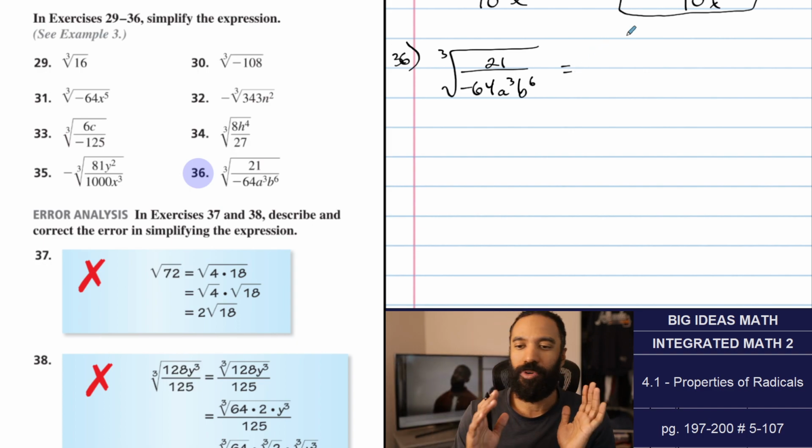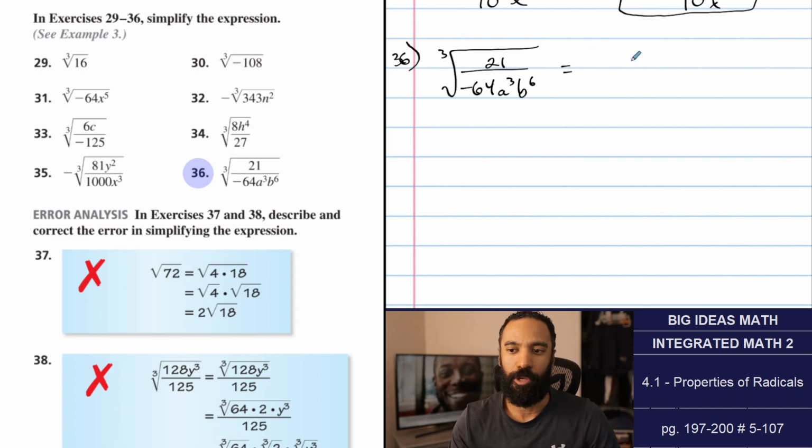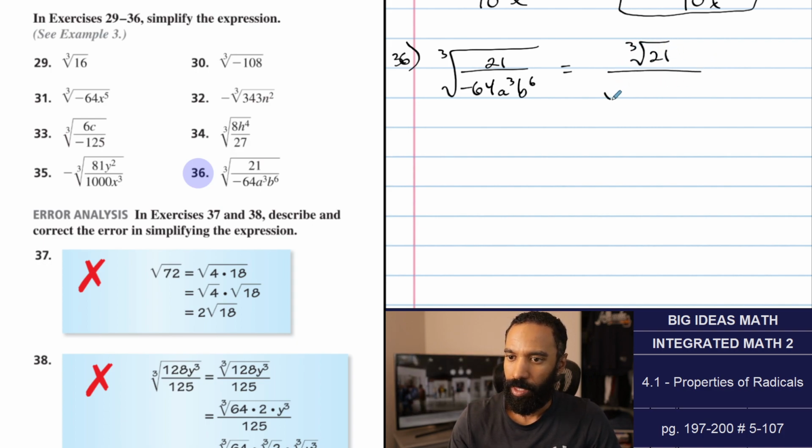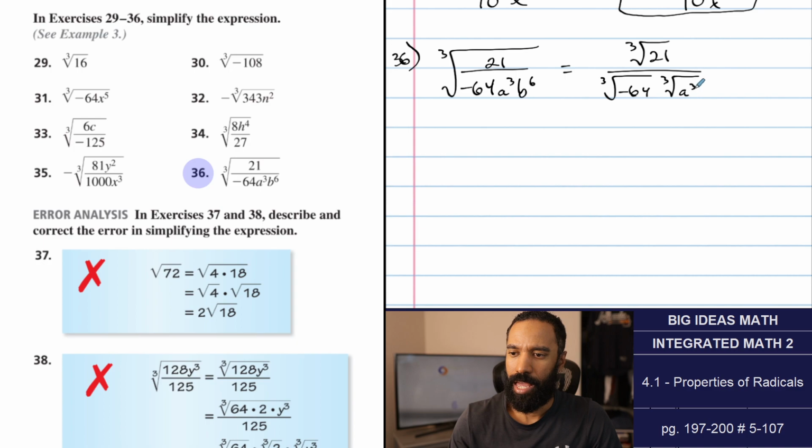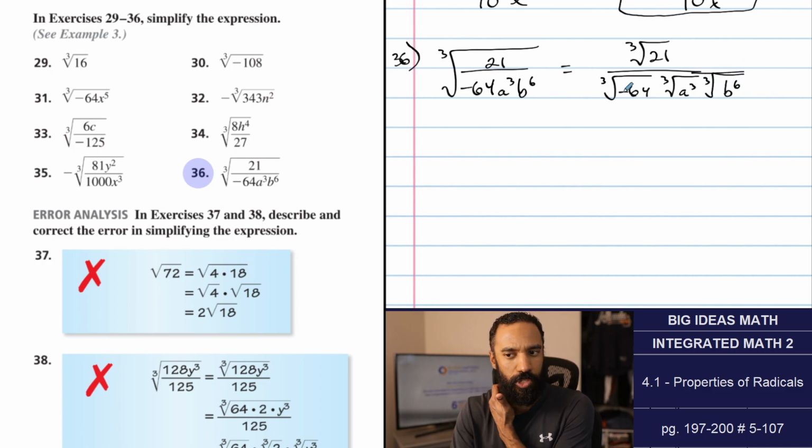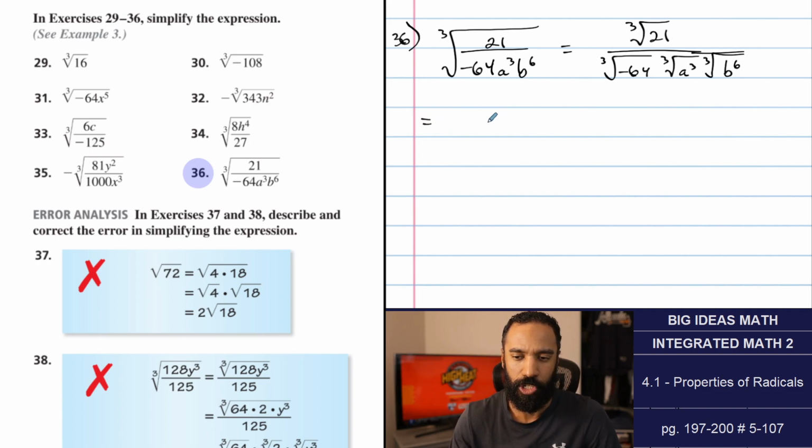Anyway, cube root of 21 over... I can't take the cube root of 21, but I do have to split it up with its denominator brethren. And it doesn't have any perfect cube factors to my knowledge, so no. Cube root of negative 64, let's make that its own, sorry. Cube root of a cubed. And cube root of b to the 6th. And again, since we're not yet rationalizing denominators, you can assume this denominator is going to clean itself up, and it sure will. Cube root of 21 stays up top, just as it was. Cube root of negative 64, I'll put that in front of the negative, but it's 4.